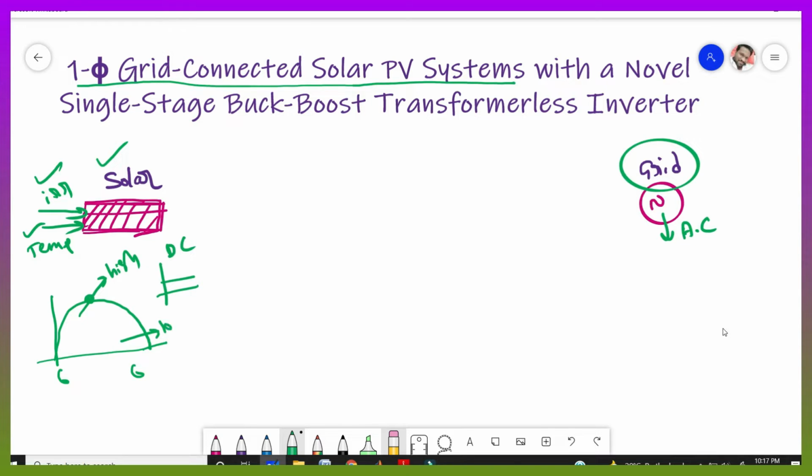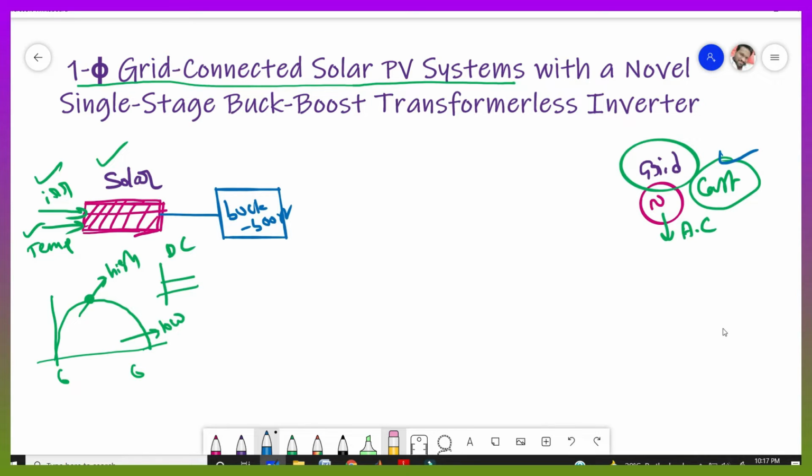get low voltages. But our grid wants a constant supply, right? So to meet this constant supply, we need to connect a buck boost converter. Why? Because if we have a high voltage, we can operate the buck converter to decrease that voltage. If we have a low voltage, we can increase the voltage by using this boost converter. That's why I am taking this buck boost converter to maintain a constant supply to the grid.